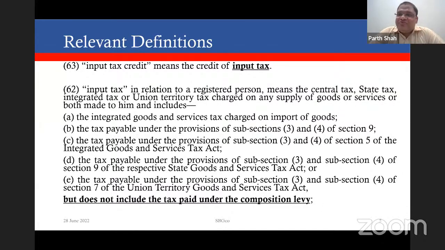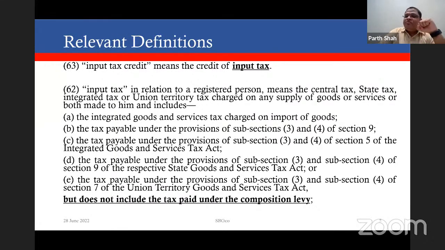This takes me to the next definition, of input tax credit. Again important, because this is what we are discussing throughout. There are two definitions. One is input tax credit itself, which is very plainly defined to mean credit of input tax. But what is input tax is important. It defines input tax to mean central tax, state tax, integrated tax, or union territory tax charged on any supply of goods or services or both made to him, and includes the integrated tax paid on import of goods, and tax paid under reverse charge, both under the CGST or IGST Act, and it does not include tax paid under the composition levy.